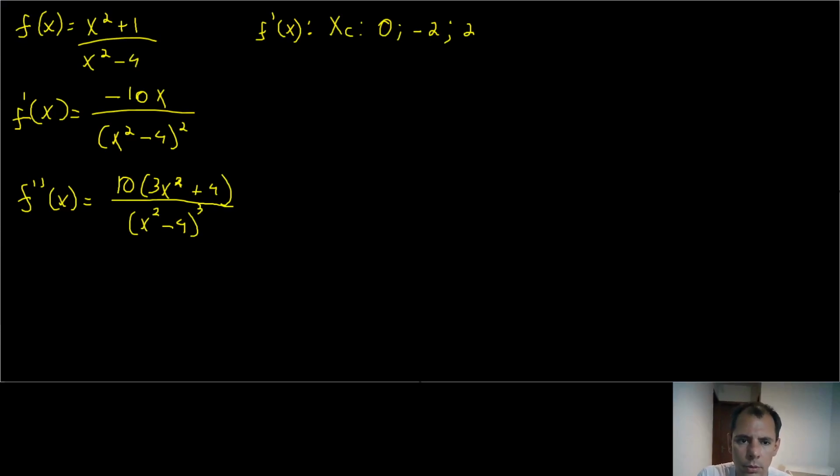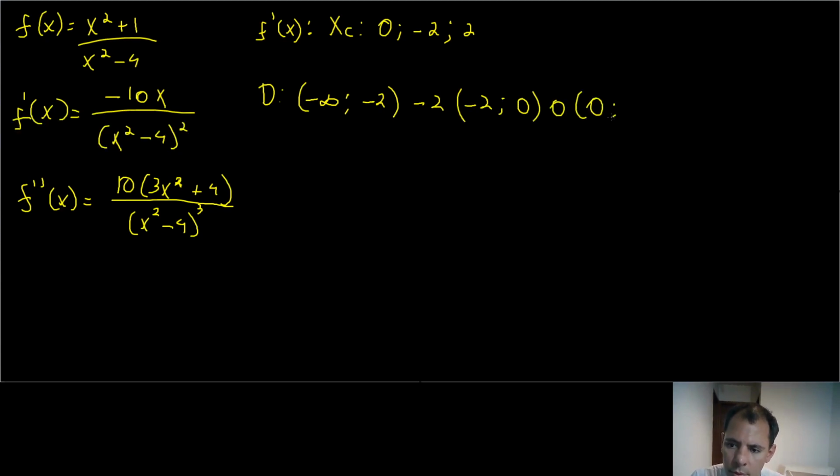All right, so let's worry about the domains. The domains are gonna be from minus infinity all the way to minus 2, and then you have minus 2, and then from minus 2 all the way to 0, then I have 0, then you got from 0 all the way to 2, and then you have 2, and then from 2 all the way to infinity.